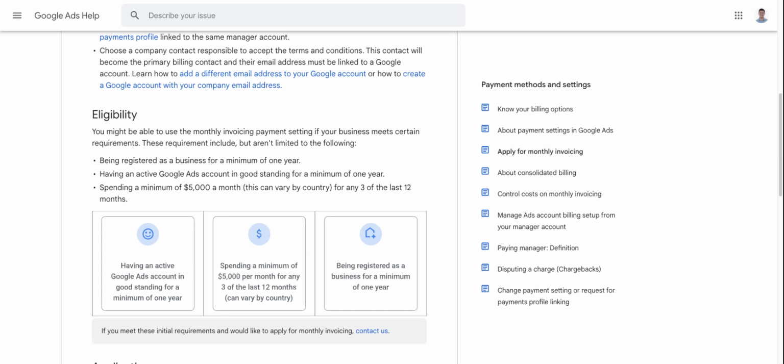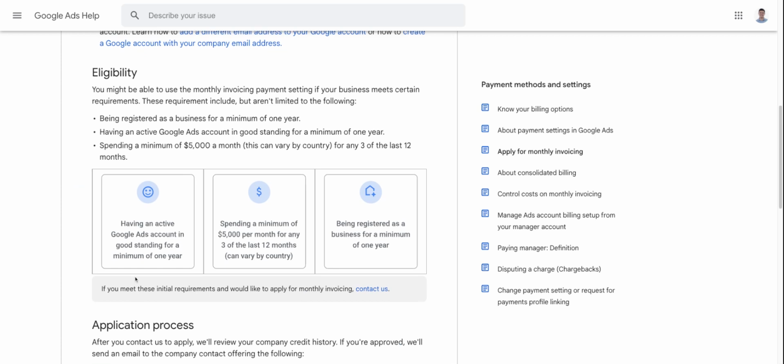If you're spending $5,000, $6,000, $7,000 a month, for example, on average, and especially if you've had some bigger months where you spend more, maybe around the Christmas retail period, and you meet these other eligibility requirements, basically you can apply. It's not like a black or white, you are going to get approved kind of scenario. You have to go and follow the contact us link here and basically apply and pretty much put your case forward as to why you should get access to monthly invoicing.